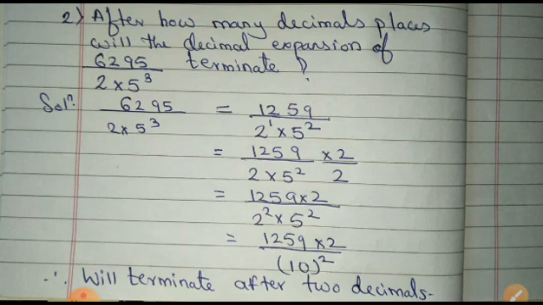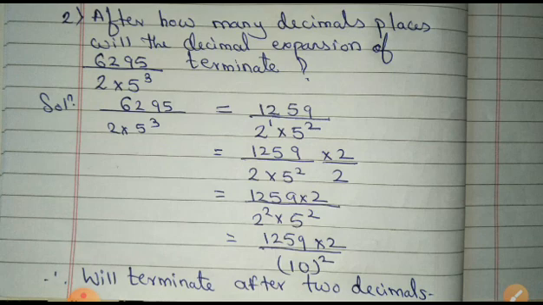Next is: after how many decimal places will the decimal expansion of 6295 by 2 into 5 raised to 3 terminate? The same type of question, but see what the numerator is: 6295. And in the denominator you have 5 raised to 3. Can I cancel it? It is not in the simplest form. So our very first step is to make it into simplest form.